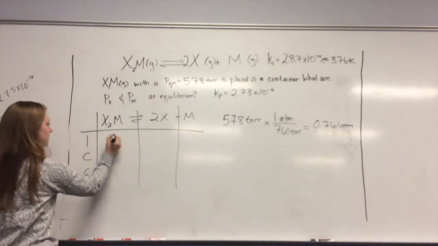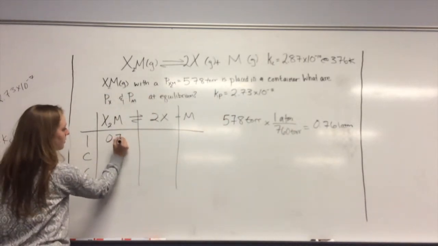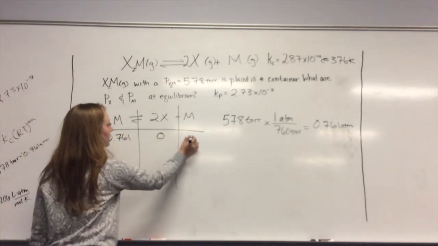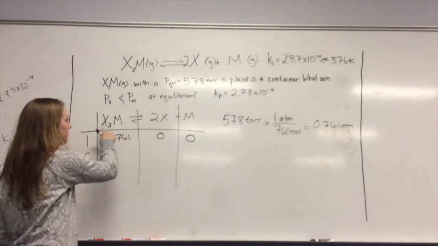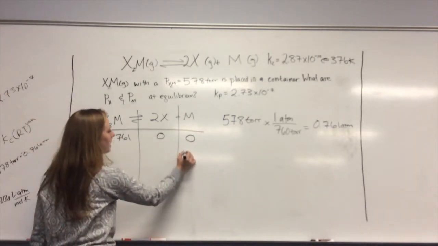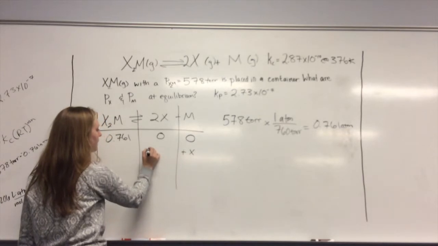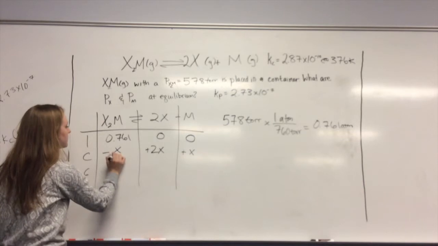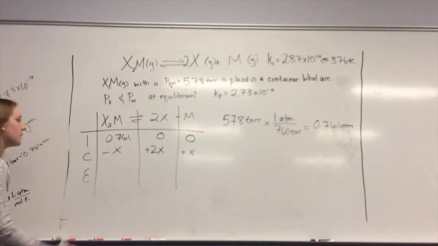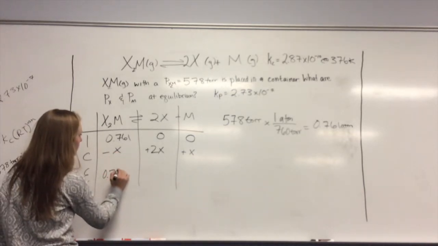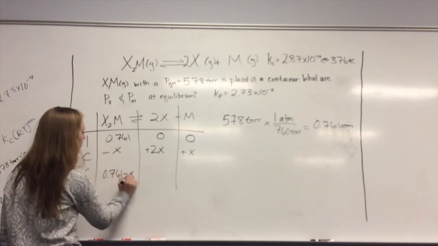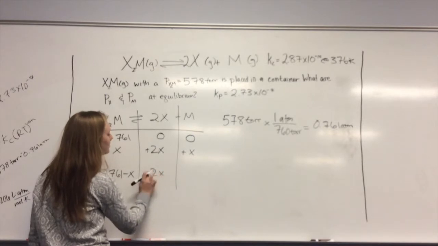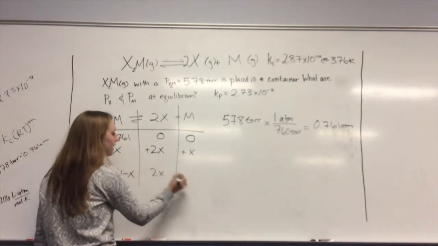So we can plug that into this slot. And we just assume that X is 0 and M is 0. And then from the balanced equation, we see that the change is just plus X for M gas, plus 2X for X gas, and then minus X for X sub 2 M gas. And so equilibrium is 0.761 minus X, 2X, and just X.